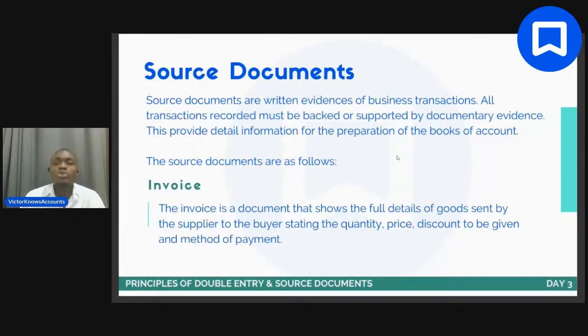Now, what do you think are the importance of source documents, based on what I've said, or the functions of such documents? You know that the most important function of such a document is that it serves as evidence of financial transactions. And by so doing, it guards against fraud and it makes audit possible.